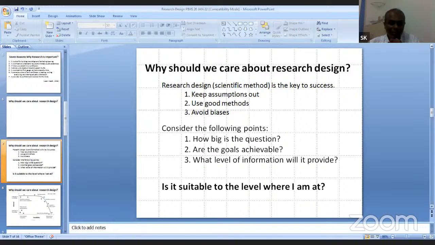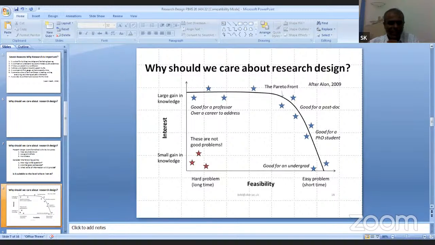This is a very personal perspective about ourselves, about myself, about yourself when designing research. Where am I at? To answer this, I will come to this chart, this graph. This is very neatly illustrated. On the y-axis, we have interest or curiosity. On the x-axis, we have what is called practicality or feasibility.